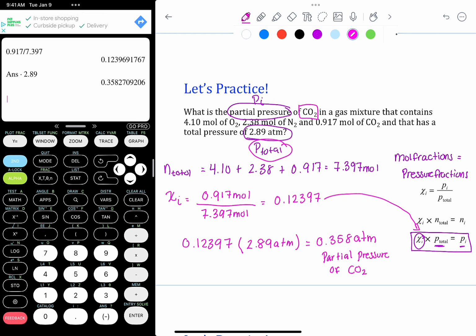So because the moles and the pressure are proportional to each other as long as temperature and volume remain constant and unchanged, we can use our mole fractions to help us find our partial pressures, because a mole fraction is equal to our partial pressure ratio. They make up the same kind of ratio, whether you're looking at moles versus pressures.